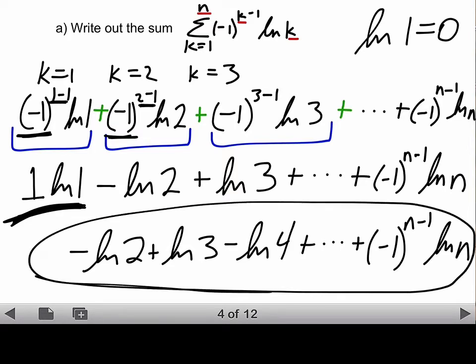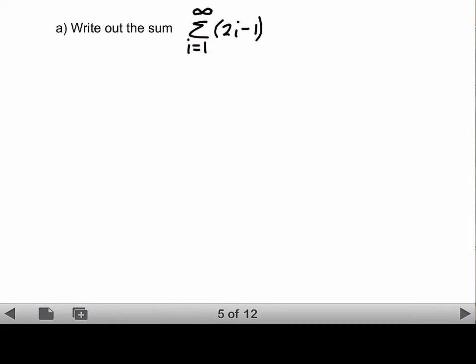Now if that n up there weirded you out this time, then check this out. We have the sum as i goes from 1 to infinity of 2i minus 1. That's not fair.